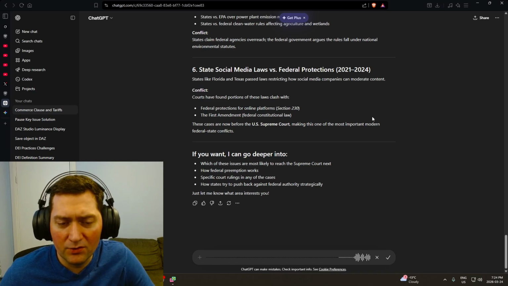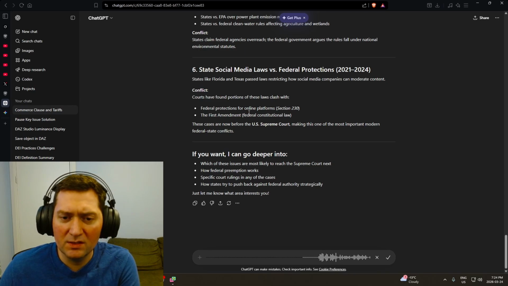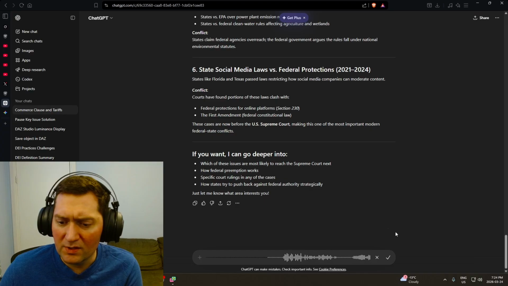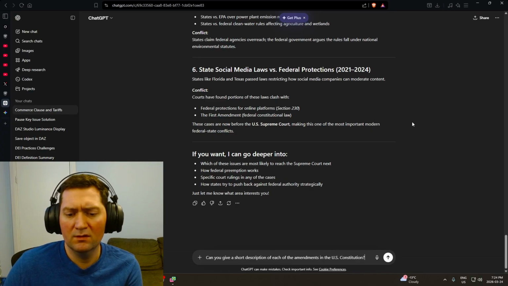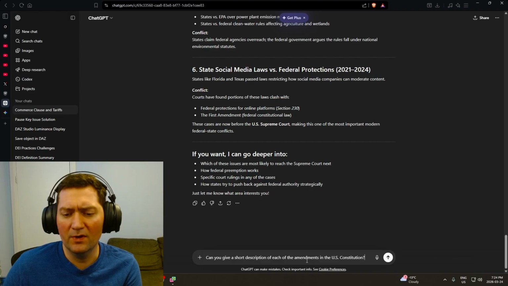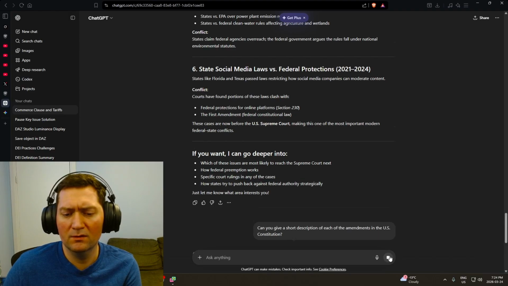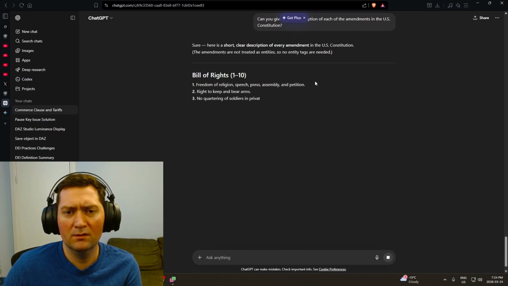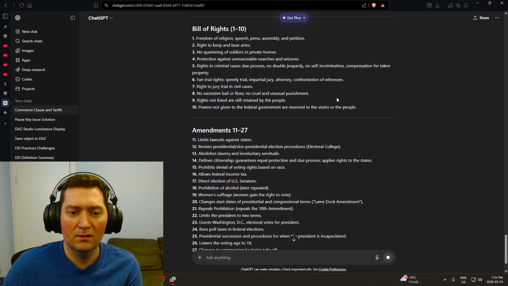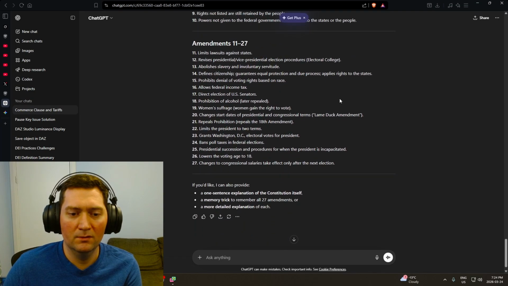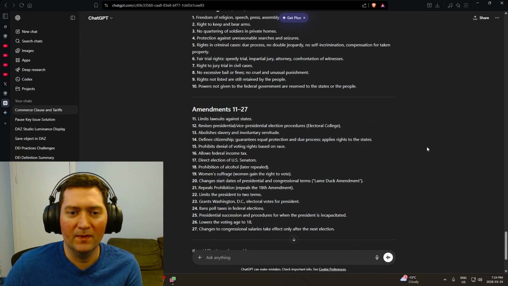Can you give a short description of each of the amendments in the U.S. Constitution? That's where they're from, right? Oh, okay. This isn't too much.